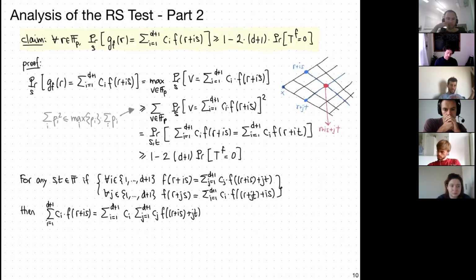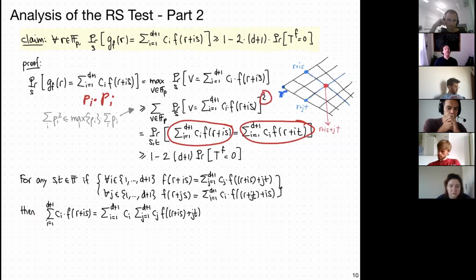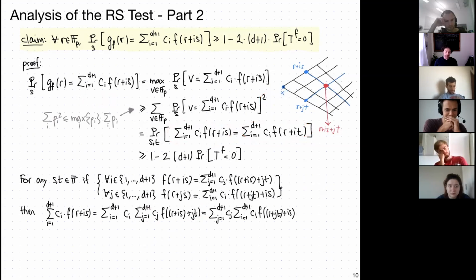I'm looking at this constraint, and I'm saying, let's look at the value of f. We can also apply the self-correction to this value. And so I'm getting the same expression, only here I replace f by the self-correction of f. And this means that I have to self-correct by some other element. Now what I'm doing is I'm just changing the order of summation.